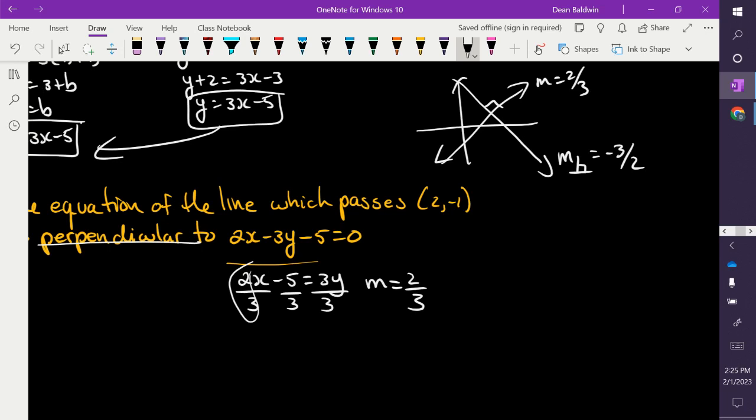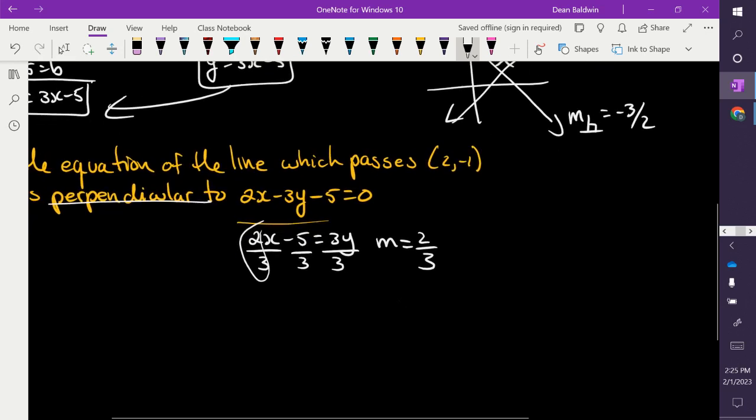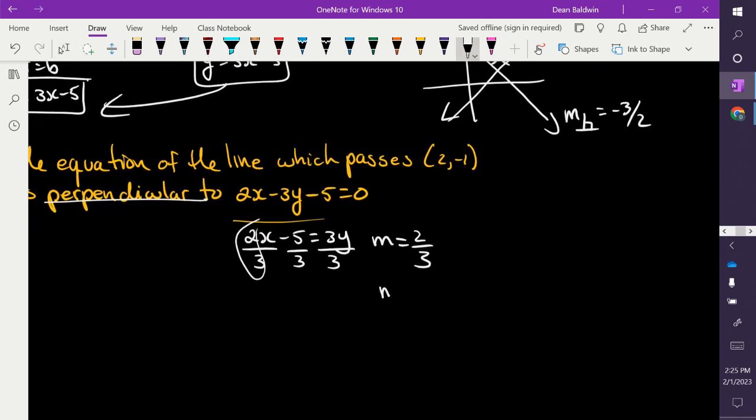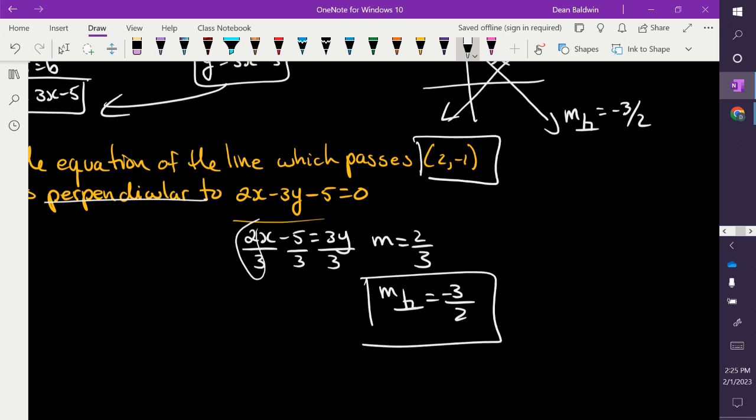So the slope of the perpendicular line to this line is, so m perpendicular, flip it, and throw a negative. So -3/2. So now we have our slope, and we have our point, and then it's just like the other equation, or question.